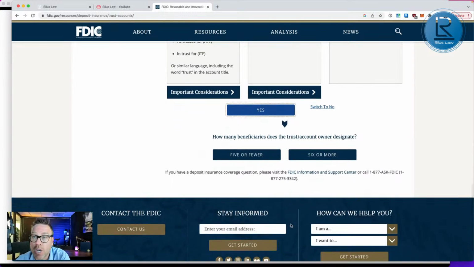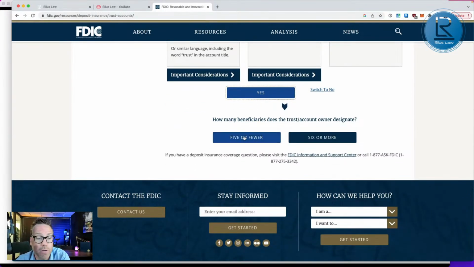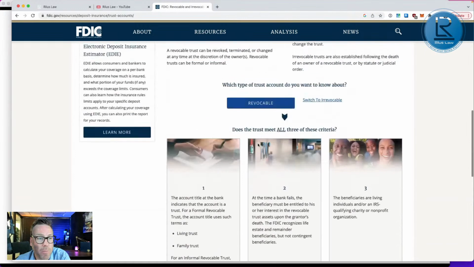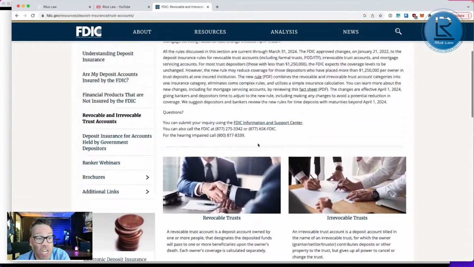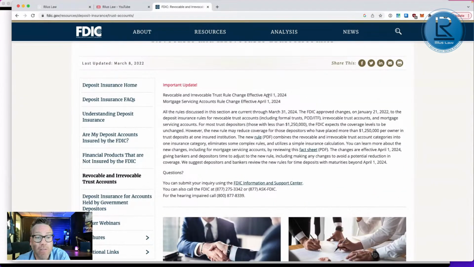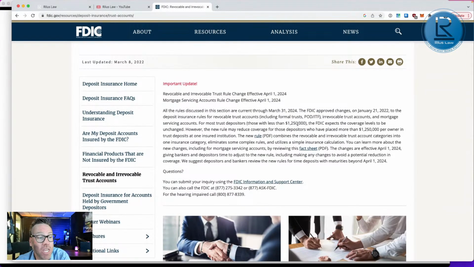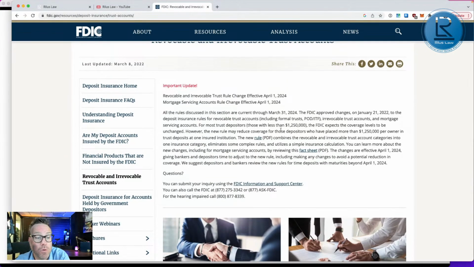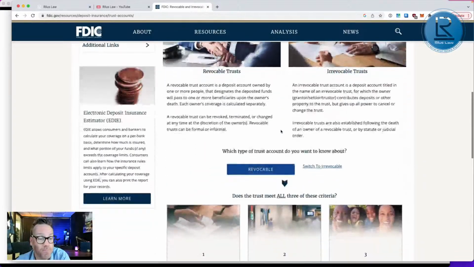How many beneficiaries? Let's start with 5 or fewer. Now let me go back some too. I understand these rules have changed recently. So these are going to be effective April 1st, 2024. So we have to hold on a couple more weeks for these new rules to be effective. But I believe the change is it used to be capped at 1.25 million, and I believe the new rules are going to expand that.